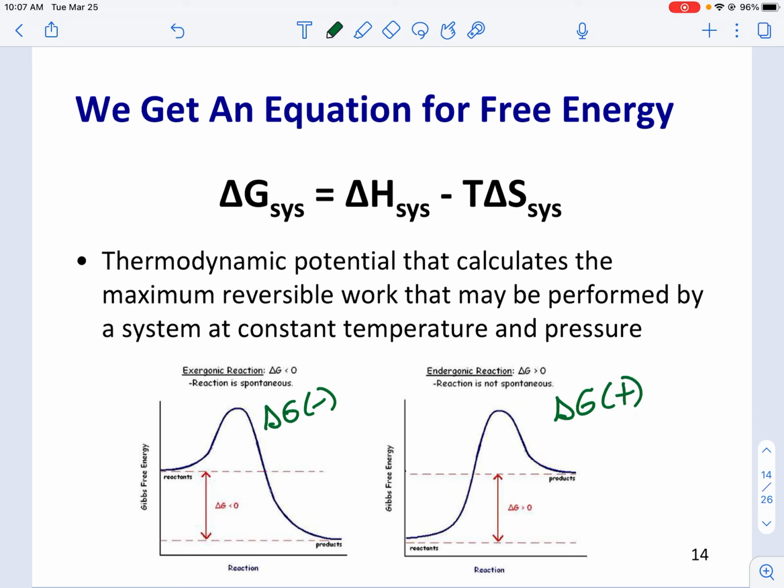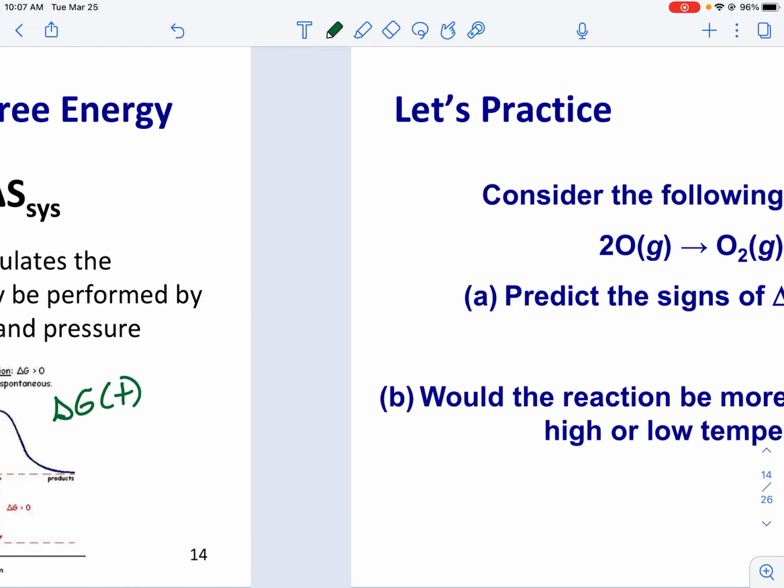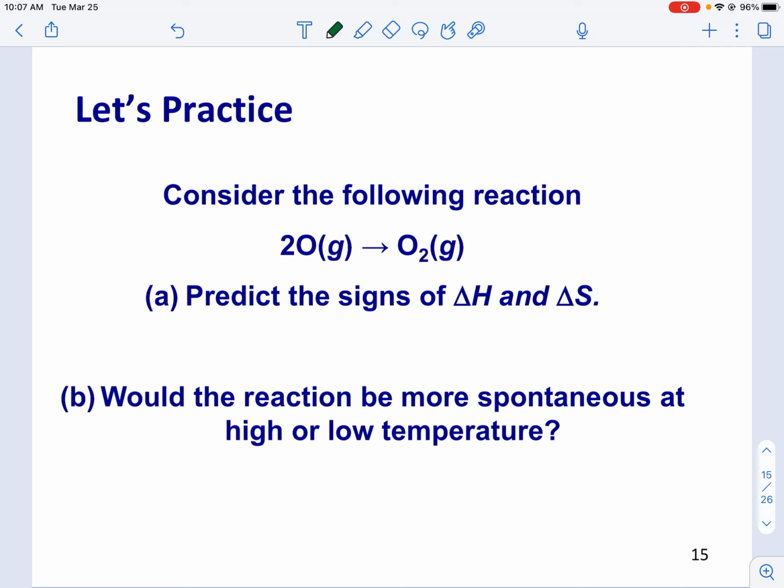All right, let's look at a few calculations. Let's consider the reaction: 2 oxygen atoms in the gas phase goes to O2 in the gas phase. What's going to be the sign of delta H and delta S? And then would that reaction be more spontaneous at high or low temperature? So you might want to pause it while you think about it, but I'll give you the answers in just a second.